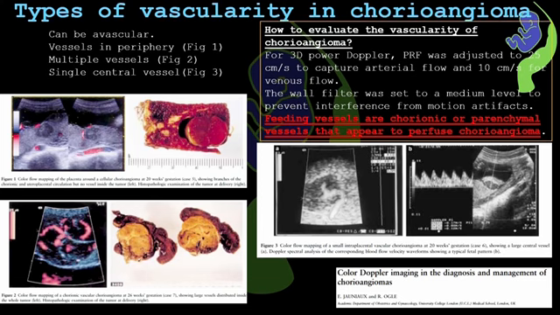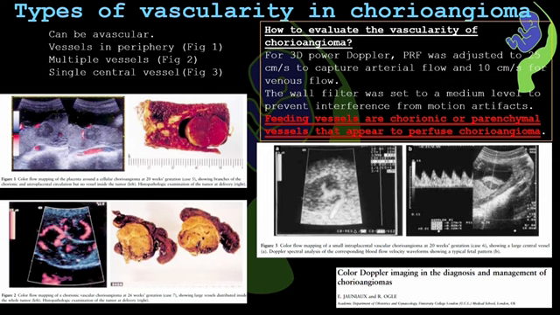How to evaluate vascularity in chorioangioma? The PRF of the color Doppler is adjusted at 25 centimeters per second for arterial flow and at 10 centimeters per second for venous flow. The wall filter should be set at medium level to reduce the motion artifacts. Remember, the feeding vessels are nothing but the chorionic or parenchymal vessels that directly perfuse the chorioangioma.